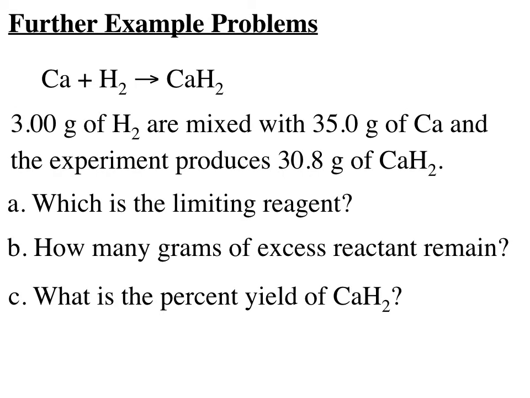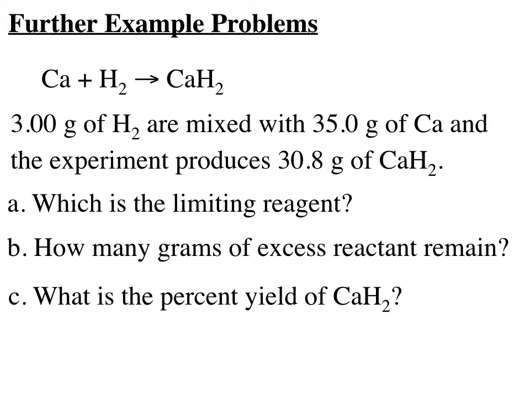So, a sample problem where we calculate the theoretical yield and percent yield from a limiting reagent problem. Here I'm reacting calcium with molecular hydrogen to form calcium hydride. Notice this is a 1-to-1-to-1 stoichiometry, a balanced equation. So I'm going to use 3 grams of H2 mixed with 35 grams of Ca, and I find that when I do this experiment, I make 30.8 grams of calcium hydride.